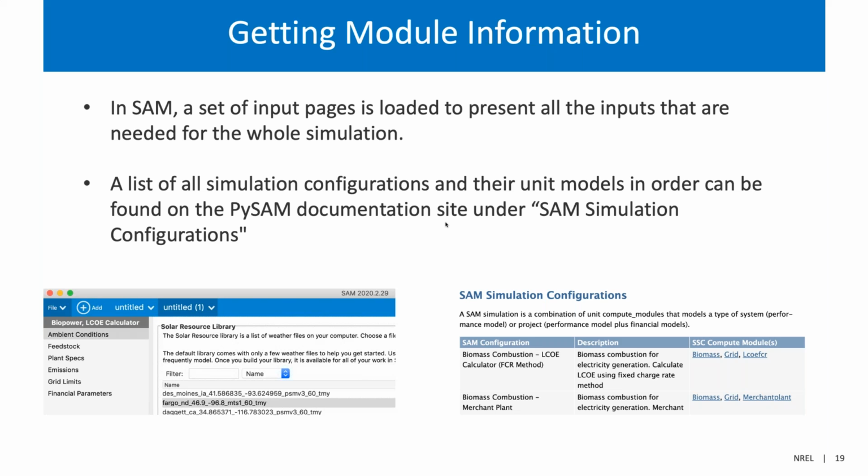Okay, so yeah, getting module information. In SAM, a set of input pages is loaded to present all the inputs that are needed for the whole simulation. A list of all simulation configurations and their unit modules in order can be found on the PySAM documentation site under SAM simulation configurations. So here I'm showing the biopower LCOE calculator in SAM, and on the right, this is how you would recreate it in PySAM with the biomass grid and LCOE FCR modules.